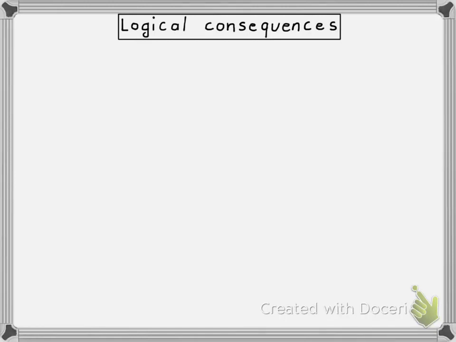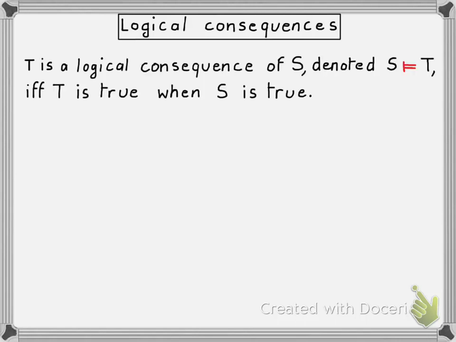Welcome back to this lecture on nested quantifiers. In this segment, we're going to discuss the concept of a logical consequence. So here is the definition of logical consequence, which we denote with this symbol here, which means that T is a logical consequence of S, which by definition means whenever S is true, then T must be true. That's what logical consequence means. That's just a definition.